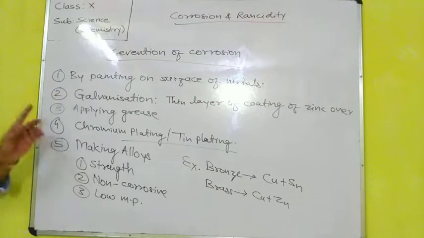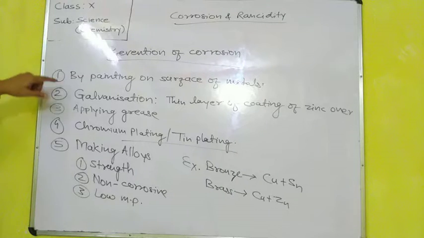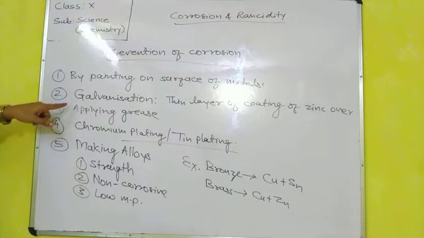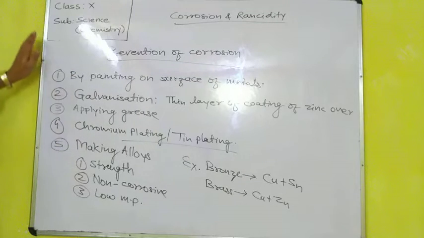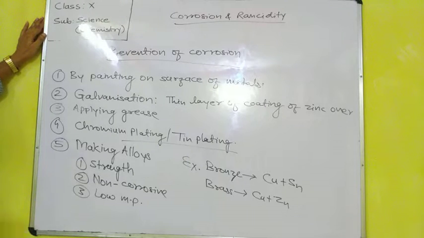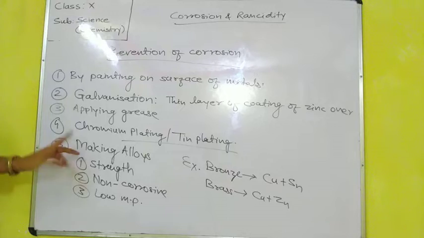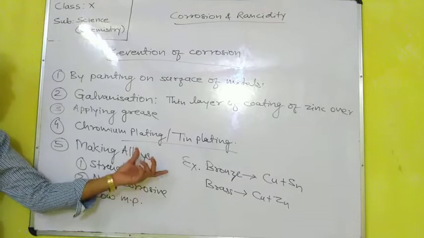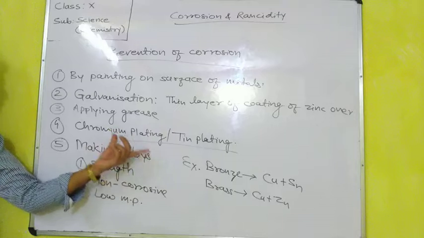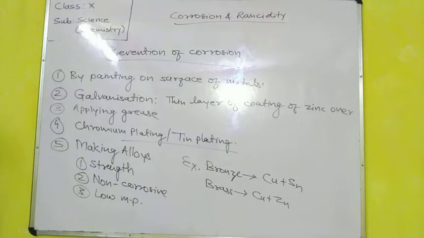Okay, so by making an alloy also we can prevent corrosion. So how can we prevent corrosion? By painting the surface of metals, galvanization, that is putting zinc over iron, applying grease, chromium plating, which means chromium or tin is coated on the surface of any other metals, and making alloys, a mixture of two metals, or metals and non-metals, etc.